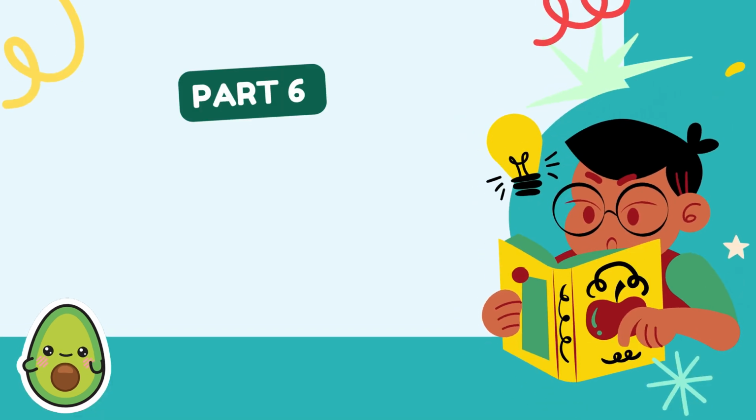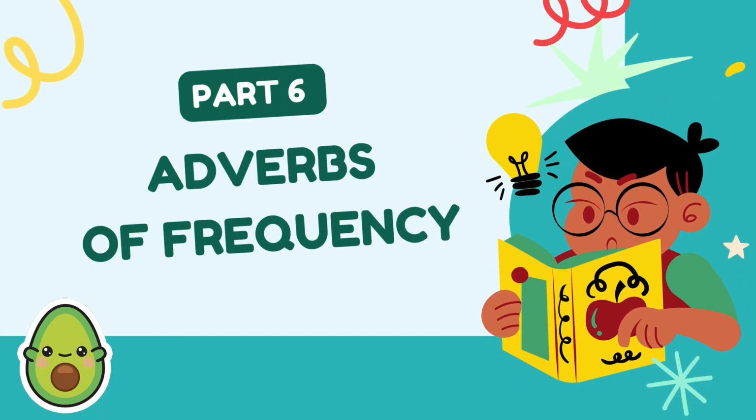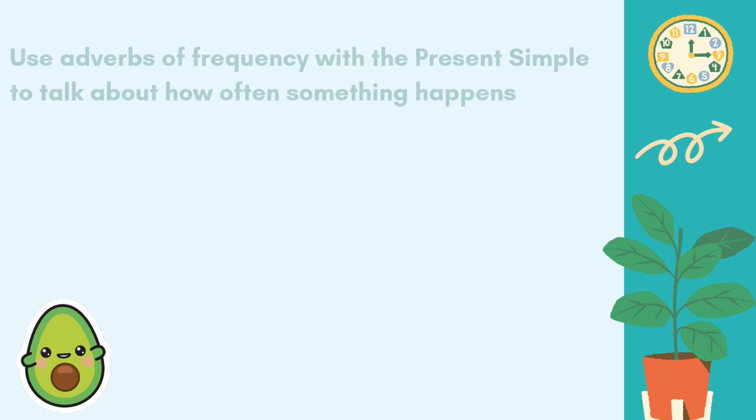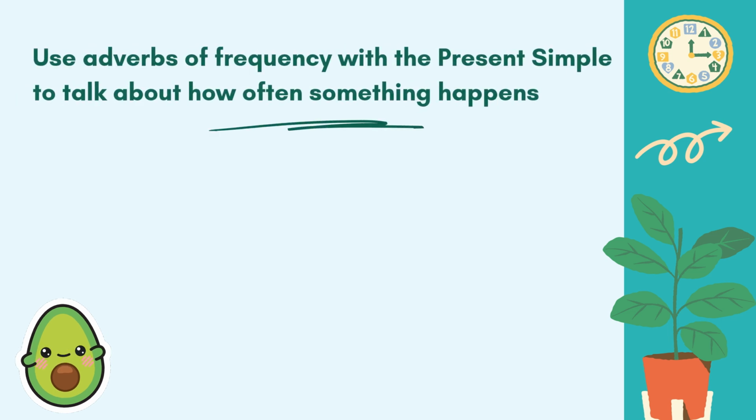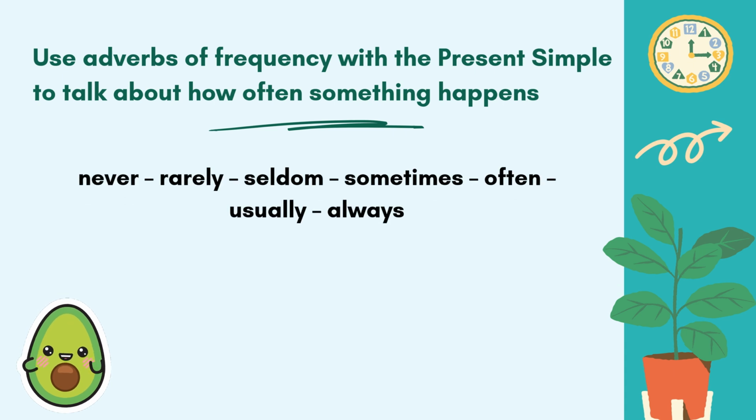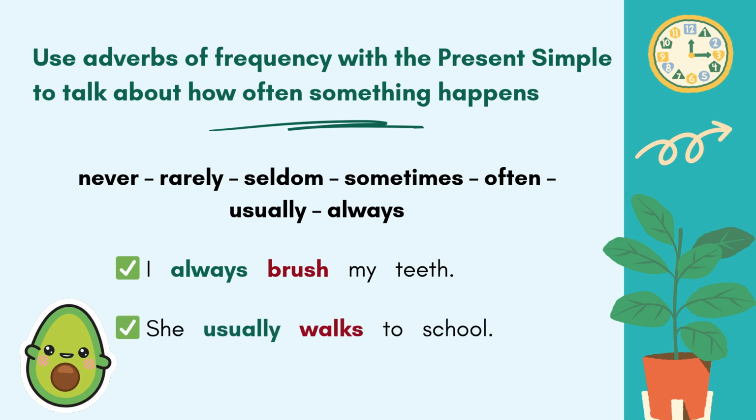Part 6. Adverbs of frequency. We also use adverbs of frequency with the present simple to talk about how often something happens. Never, rarely, seldom, sometimes, often, usually, always. Examples: I always brush my teeth. She usually walks to school.